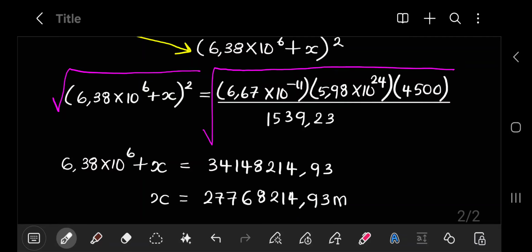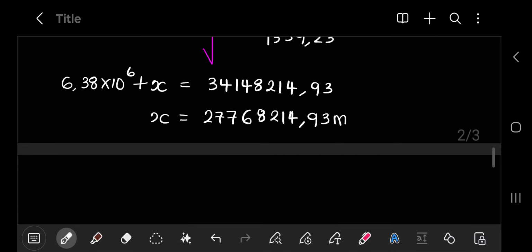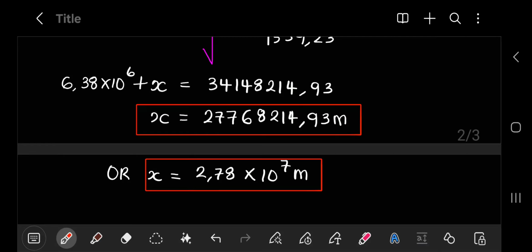Okay, so doing so, I've got 27,768,214.93 meters. Remember, the SI unit here is meters, which is absolutely fine as your answer. I do understand that some of you may be getting scientific notation if your calculator is set to that format. So an alternative answer that you can have is 2.78 times 10 to the power 7 meters. So both answers here are accepted.